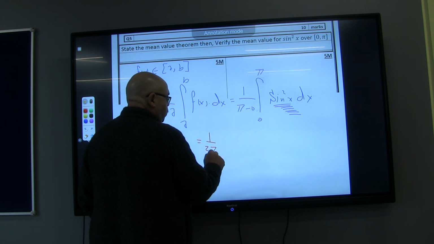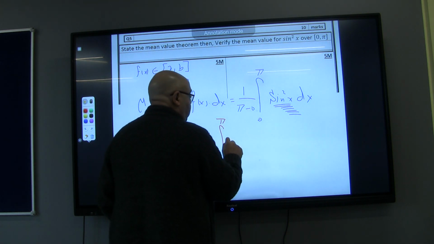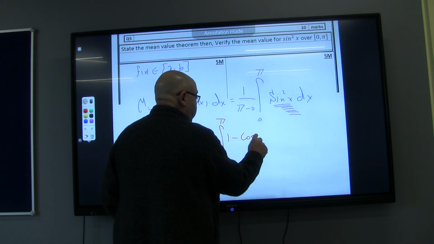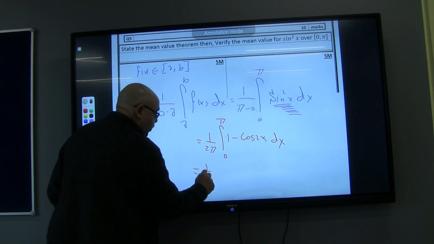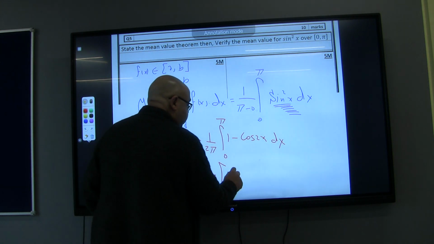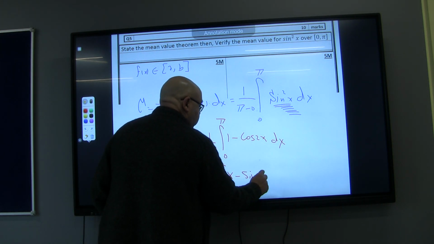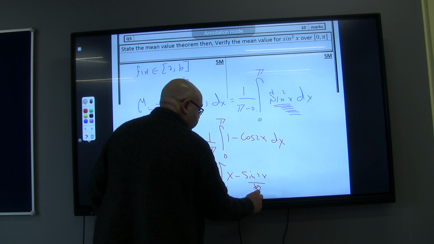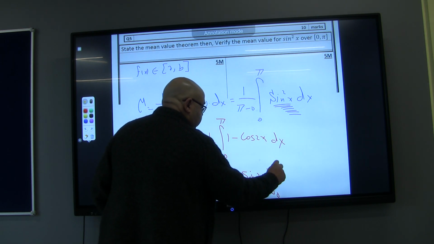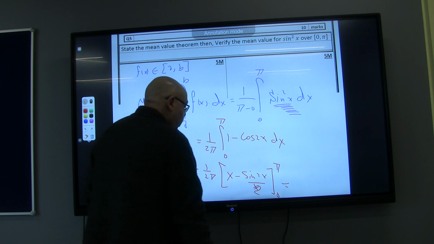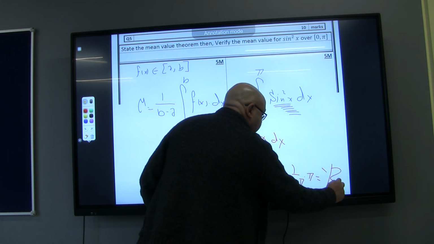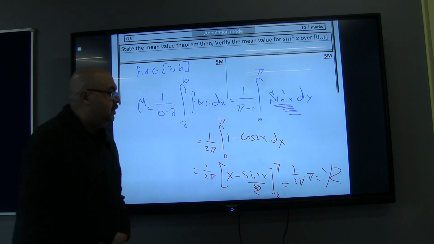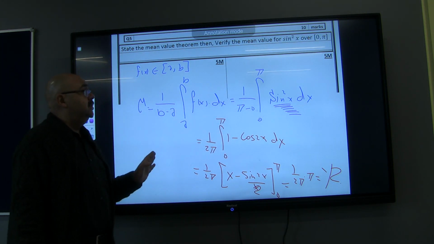So you will end up having 1 over 2 pi, integrating from 0 to pi of 1 minus cosine of 2x, which is just left to x. That's going to be 1 over 2 pi, open your brackets, x minus sine of 2x divided by 2. Make the substitutions from 0 to pi. You will have 1 over 2 pi times pi. You will end up having the half, which is the mean value for this problem, and it has 10 marks.